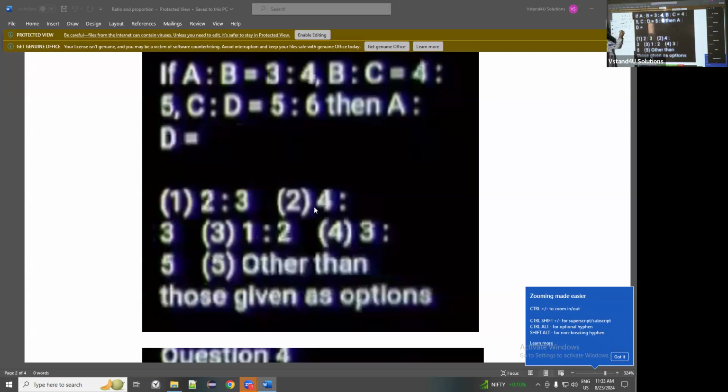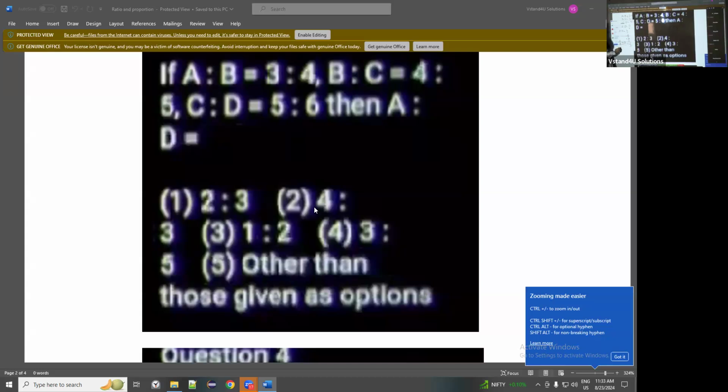So, can I write A is to B as 3 by 4? Yes or no? Next, can I write B is to C as 4 by 5? Can I write C is to D as 5 by 6? Yes or no? So now what I'll do is multiply all of those: A by B into B by C into C by D.